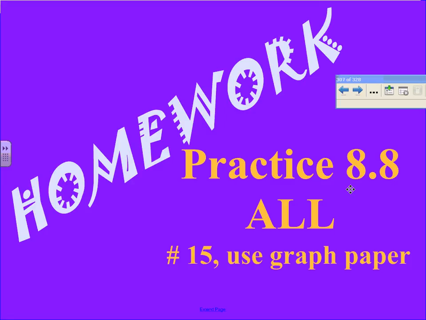13, 14, and 15 are application problems, which means they're just word problems. They're very straightforward. Use the graph paper for number 15. So that little graph paper that you had, use that for number 15.